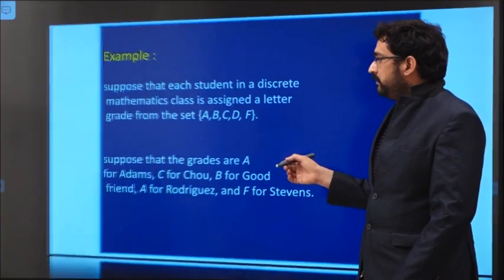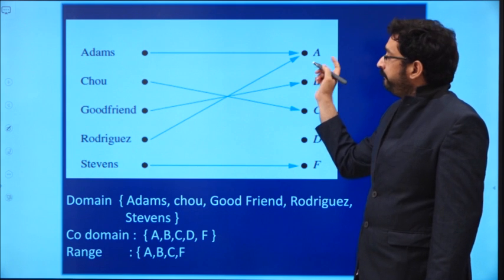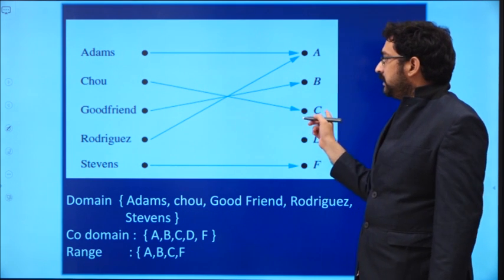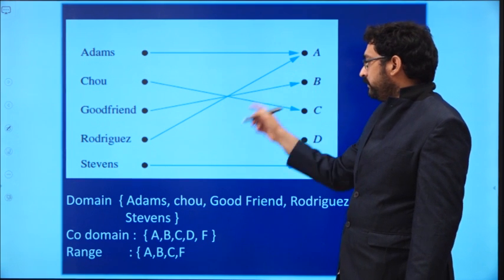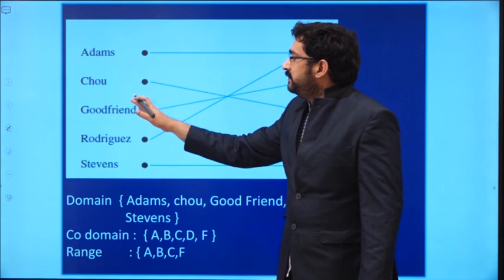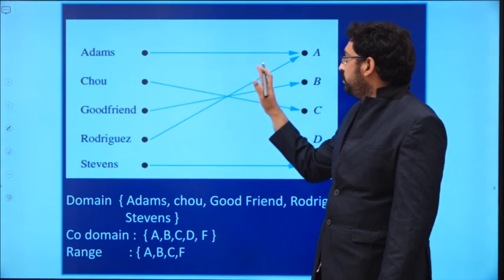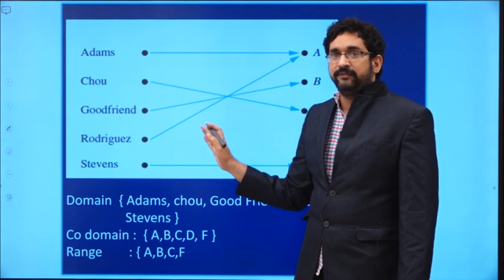Graphically we can represent this function. Adams is assigned grade A. Chow is assigned grade C. Goodfriend is assigned B. Rodrigue is assigned A. Stevens is assigned F. Here, as all the elements in the domain are assigned to a unique element of B, we can say that this is an example of a function.